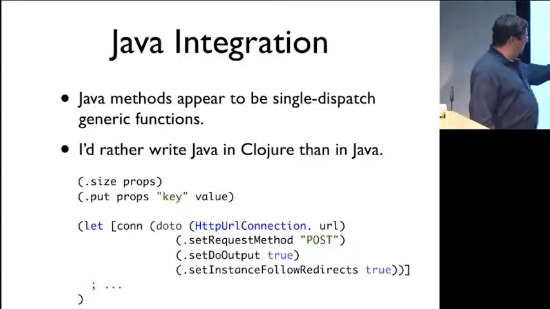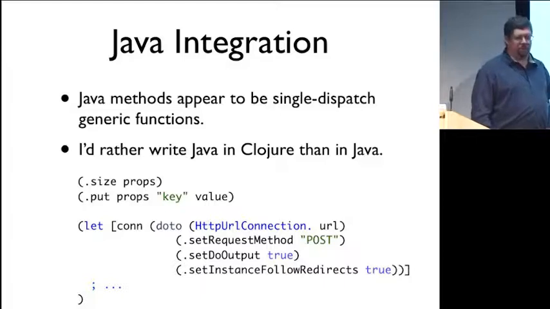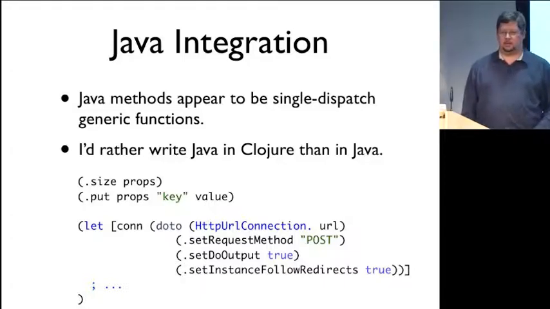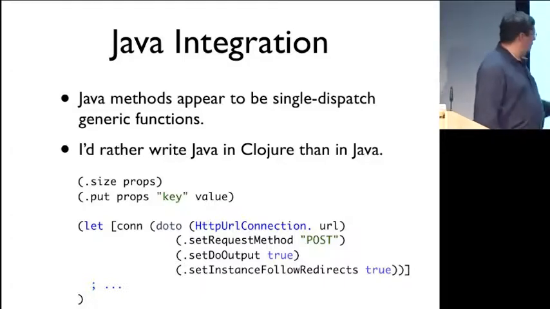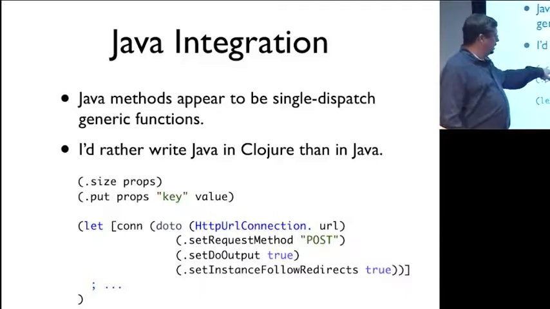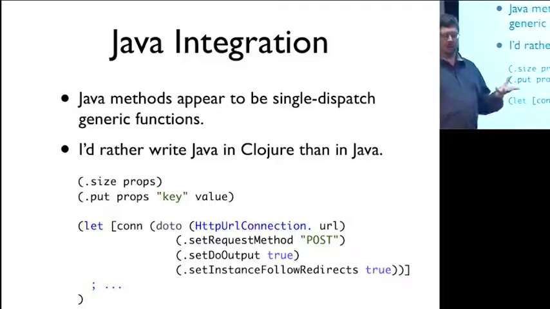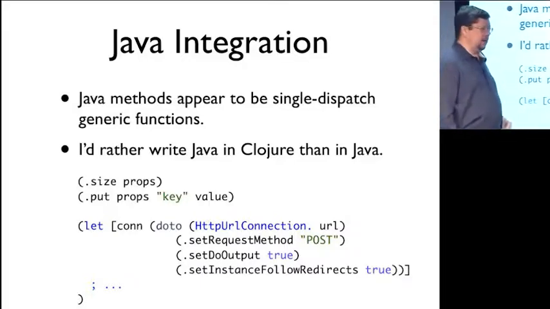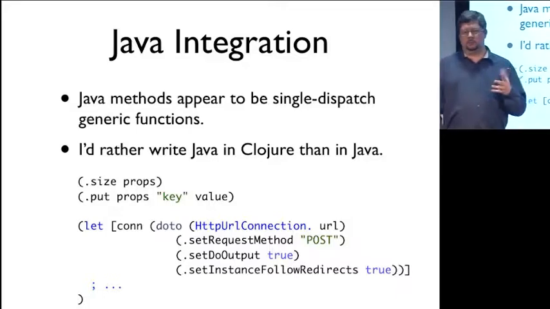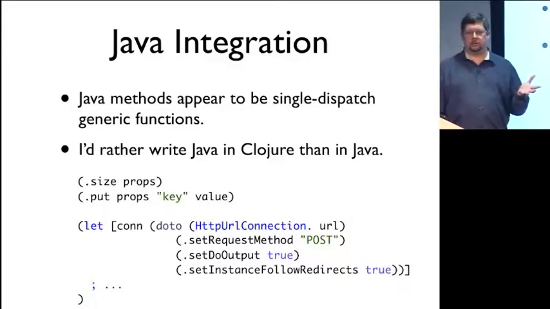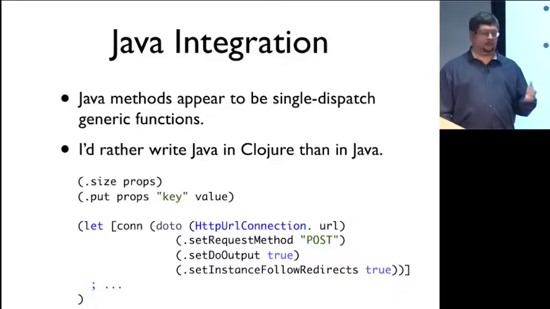And the syntax looks like this. So if you have a properties object where in Java you would say props.size, here it's the function .size, and the first parameter is the object props. And if you want to add a new one, .put props, key and value. And there are several macros for making sort of typical Java-style operations handy and convenient.